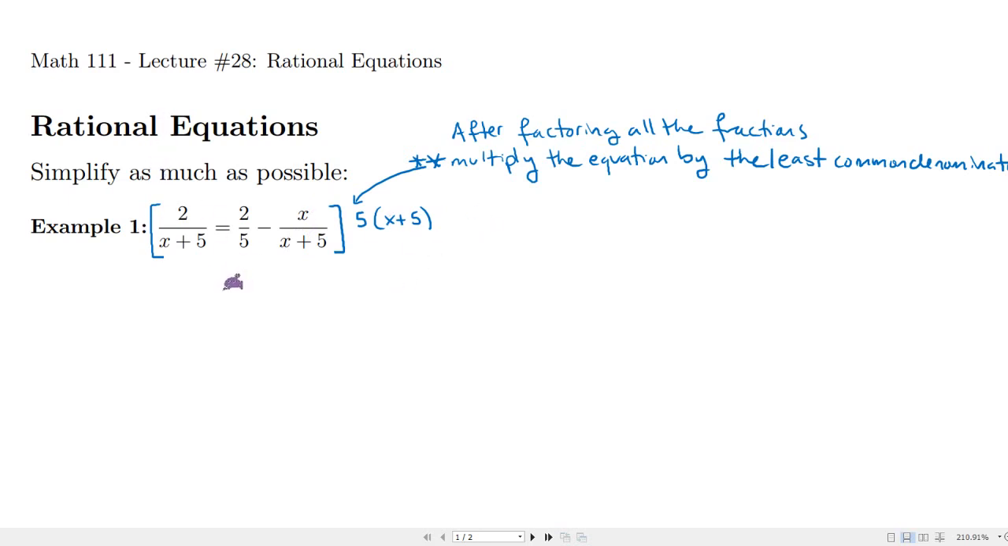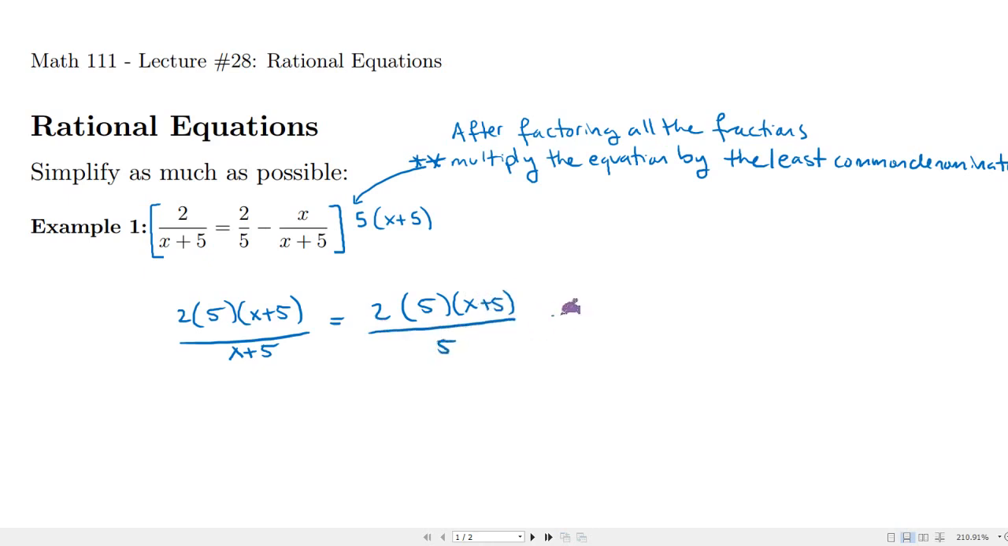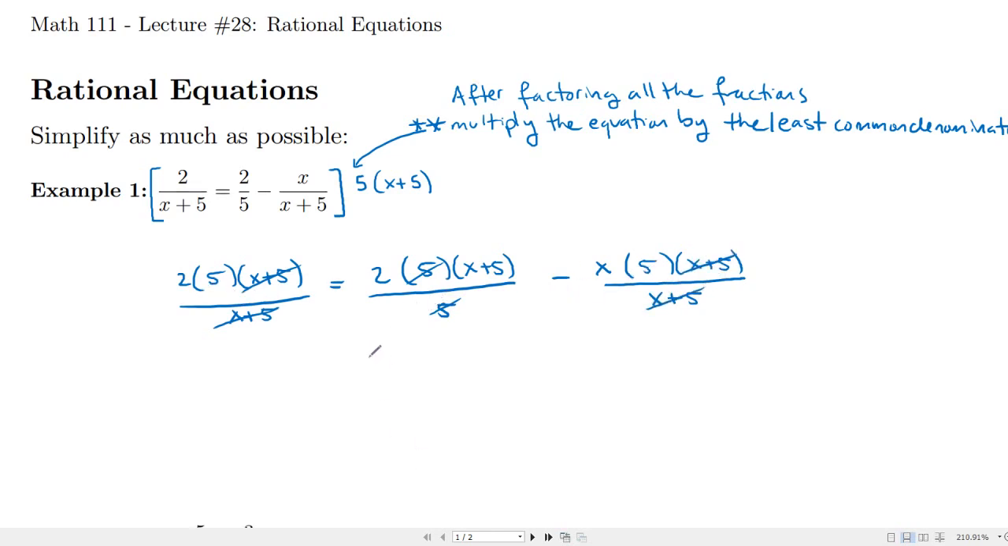Now, what you're going to do is reduce. So if we multiply all these expressions by this, we're going to have 2 times 5 times x plus 5 over x plus 5 equals 2 times 5 times x plus 5 over 5 minus x times 5 times x plus 5 over x plus 5. Now we're going to be able to reduce. So x plus 5's cancel, the 5's cancel, and the x plus 5's cancel. We're no longer going to have fractions here. This is just going to turn into an equation that we already know how to solve.